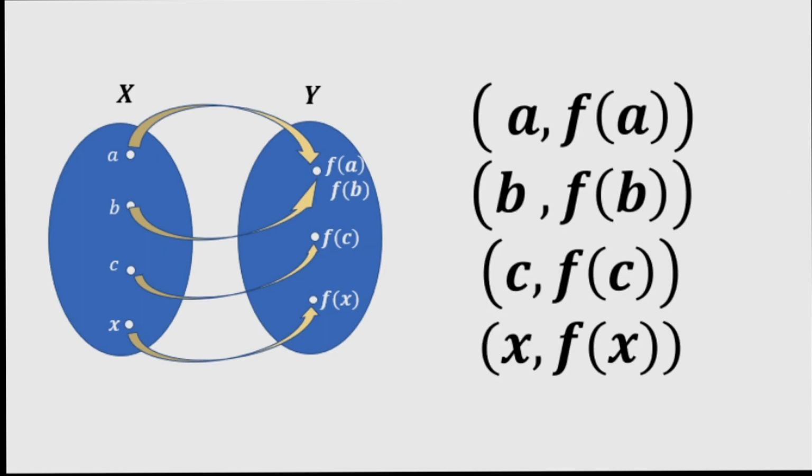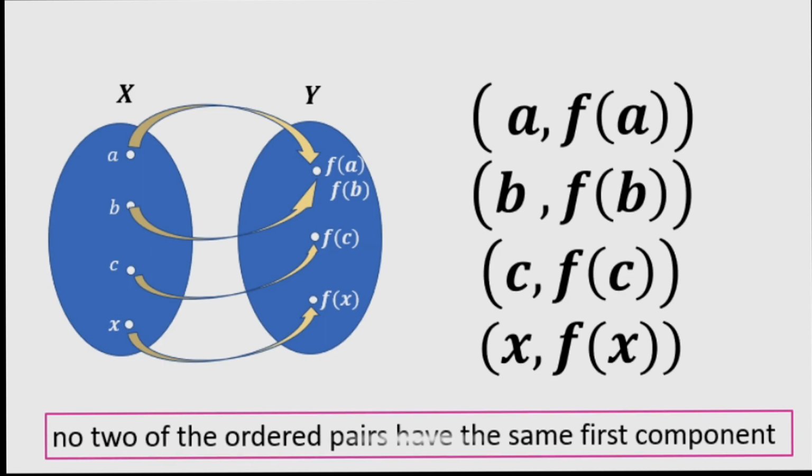So, therefore, a function can be thought of as a set of ordered pairs in which no two of the ordered pairs have the same first component.